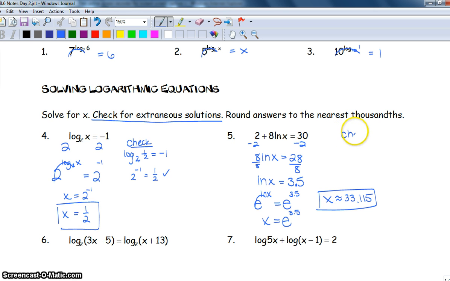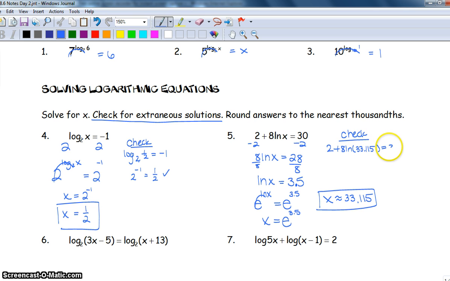Just like before, we have to check this. Now we want to be careful here. In number 4, we had an exact answer of 1/2. In number 5, we're rounding. So you've got to expect that it's not going to be 100% exactly the same. Because we rounded, you're going to have rounding error in your answer as well.